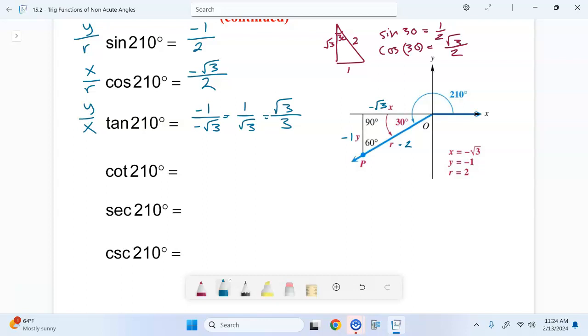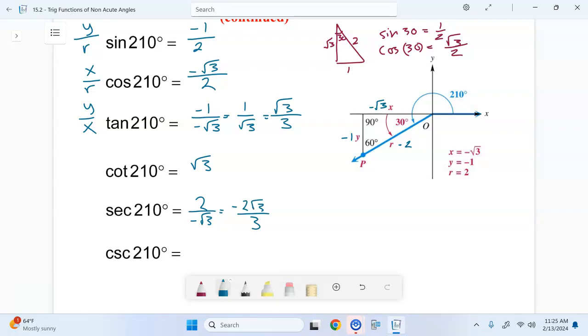Double negative. Once we have sine, cosine, and tangent, cotangent, secant, and cosecant come pretty quickly. Which function are we going to use to find cotangent? Tangent. So we're going to write our reciprocal. Root 3 over. Which function is the reciprocal for secant? Cosine. So what's secant of 210 going to be? 2 over root 3. We'll simplify it and rationalize it. So negative 2 root 3 over 3.